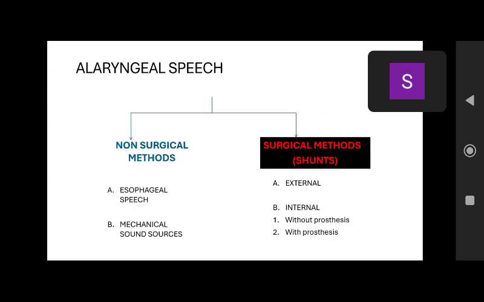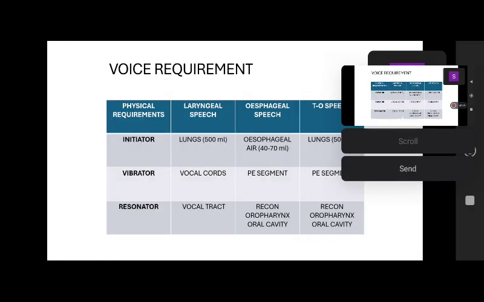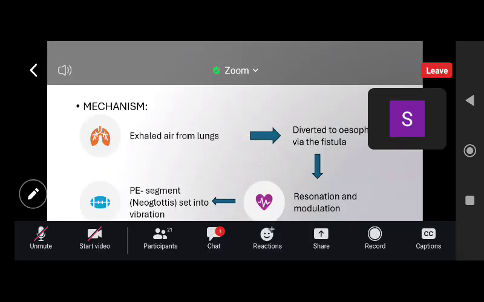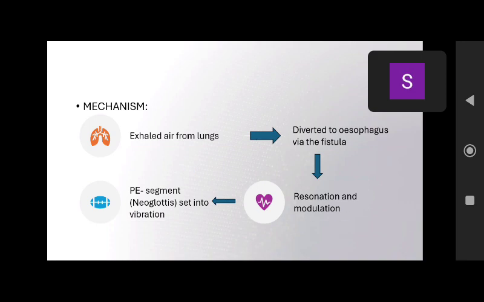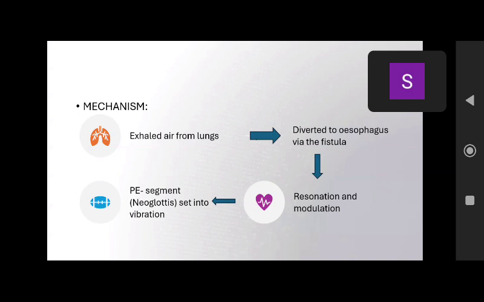Coming to the popularly used shunt surgeries. For a normal voice, you require an initiator, a vibrator, and a resonator. When the larynx is removed, in the shunt the initiator becomes the lungs only, vibration is by the PE segment, and the resonator will be the oropharynx or oral cavity. So this is the mechanism: the air exhaled from the lungs is diverted into the esophagus through the fistula, through the PE segment for resonation and modulation, and the new glottis is set into vibration.